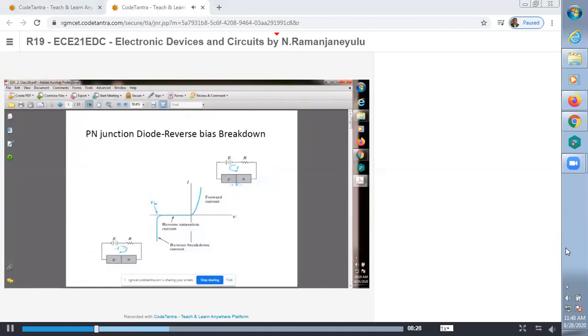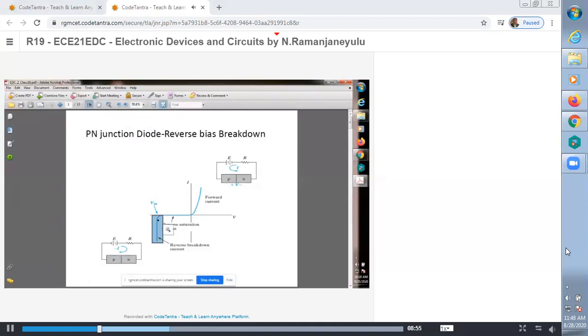Okay. This is due to minority carriers only. Remember this one. This is due to minority carriers only, N to P. Okay. Now, when we go on increasing the reverse voltage, at one point the diode enters into breakdown.